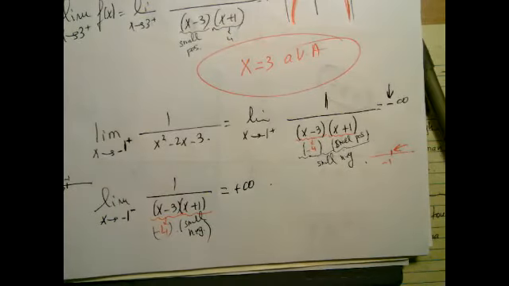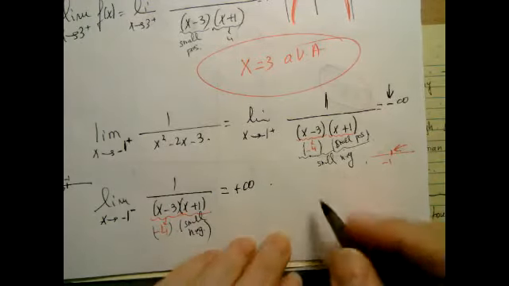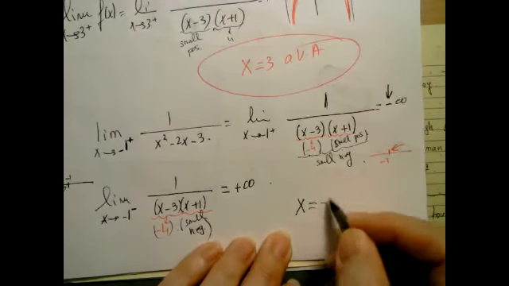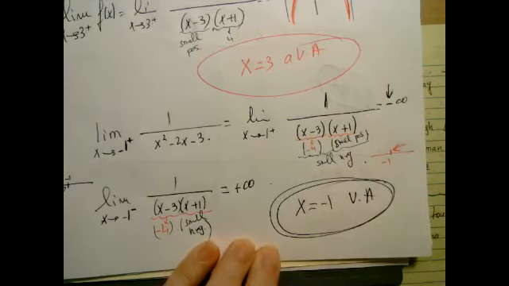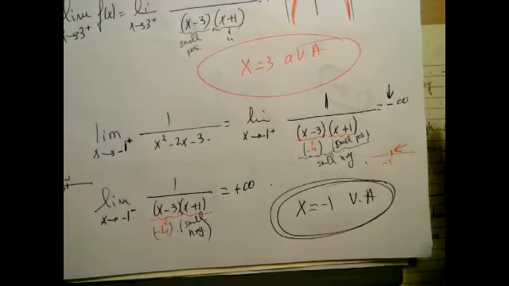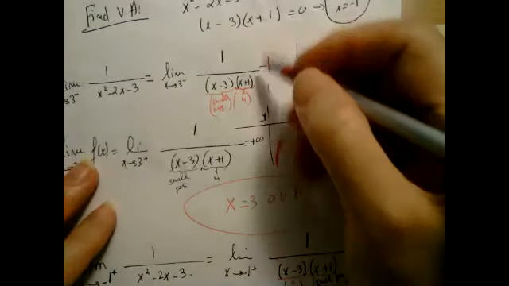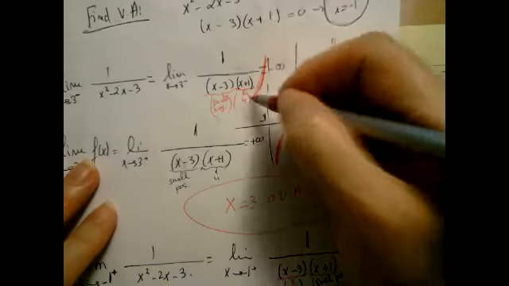Okay, and I'll slow down just to make sure you guys are with me. So this tells me that definitely x equals minus 1 is a vertical asymptote. I have really no doubt about that. It's a vertical asymptote, and according to the graph, at this stage my function is going to go like that. Okay.